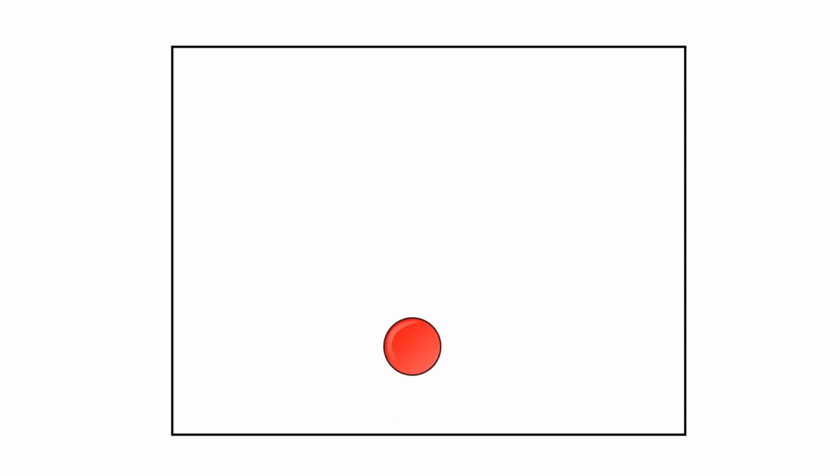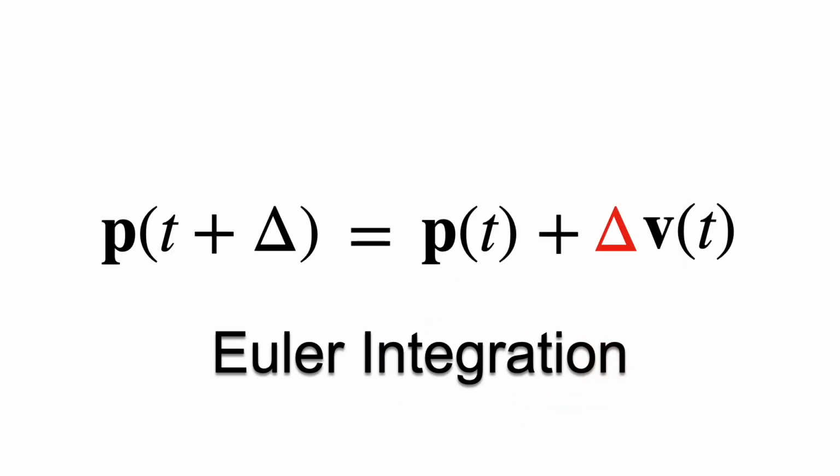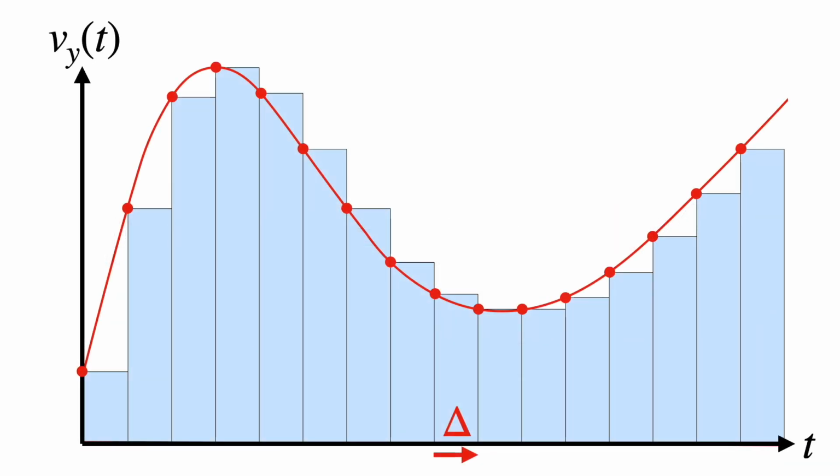Last time we talked about how to simulate smoke and bouncing balls. We used Euler integration to perform the simulation. One parameter you can play with is the step size. The step size affects the accuracy of the simulation. In other words, how well the blue region approximates the area under the curve.